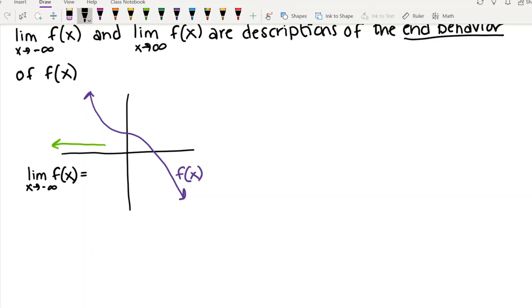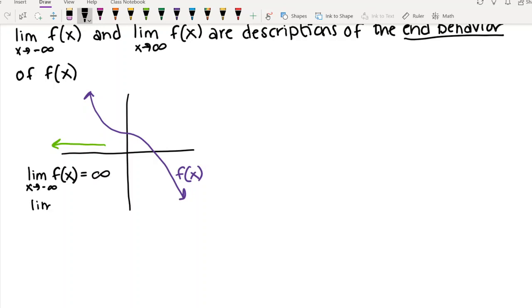So you're going out to the left and you're seeing where the graph is heading. Where are the y values heading? Because when we're evaluating limits, we're always looking at where the y values are heading. And in this case, the y values are heading towards infinity, right? They're getting bigger and bigger and bigger. And so you would say the limit as x approaches negative infinity of f of x is equal to infinity.